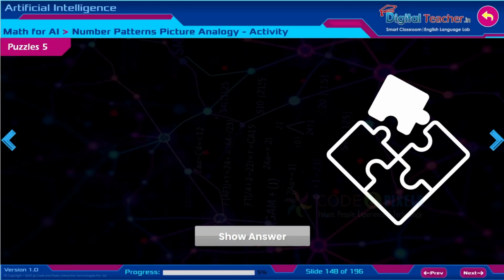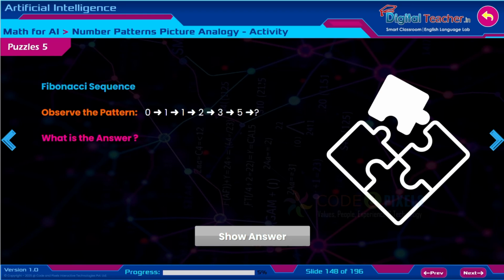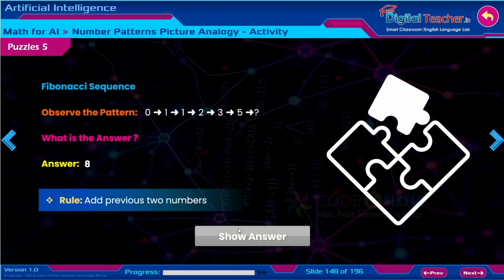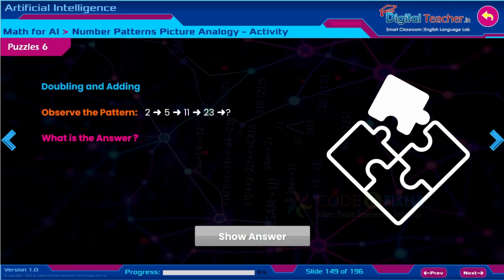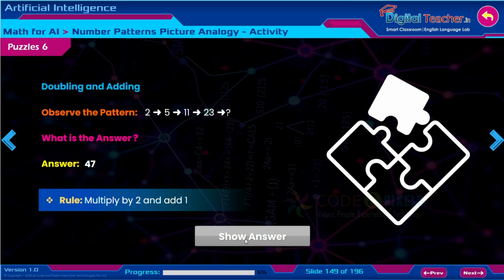Puzzle 5. Fibonacci sequence. Observe the pattern. What is the answer? Rule for this pattern is. Puzzle 6. Doubling and adding. Observe the pattern. What is the answer? Rule for this pattern is.